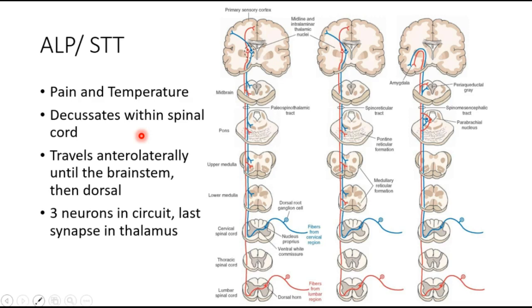So we catch it over here. Same thing, represented two-dimensionally now, in this area. So now we're ascending. We have one more synapse in the thalamus, and that is going to be our third order neuron, which will project immediately to the primary somatosensory cortex on the postcentral gyrus.